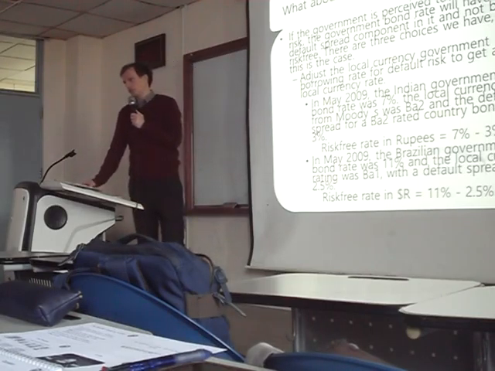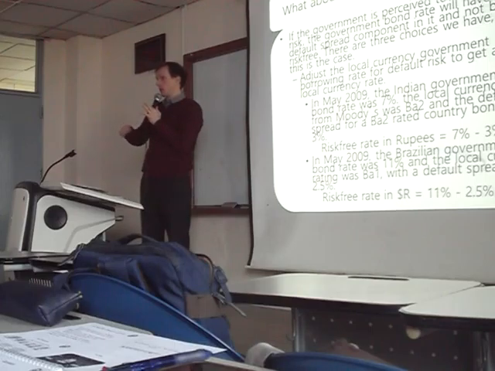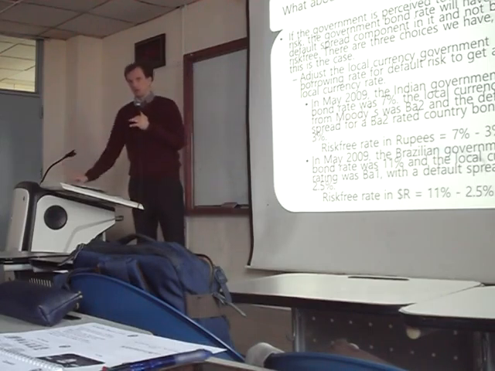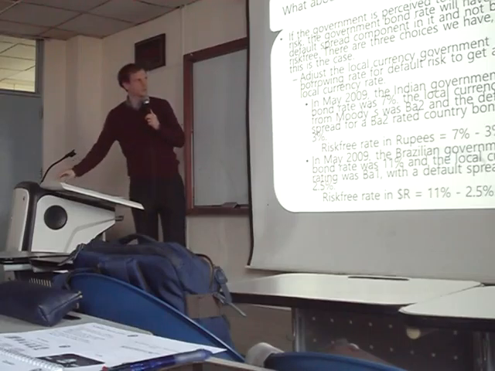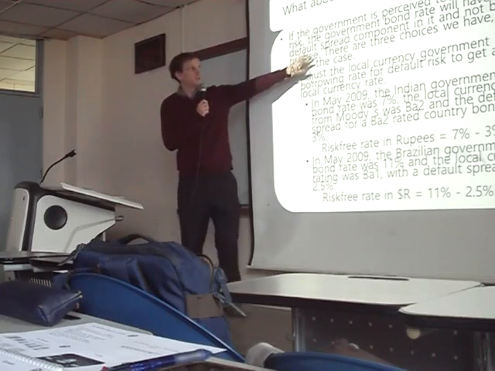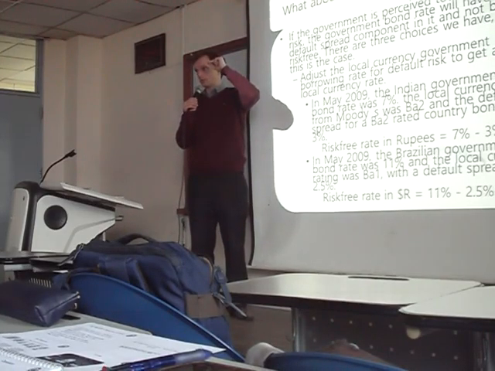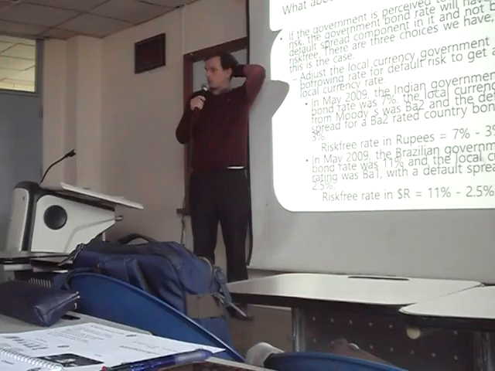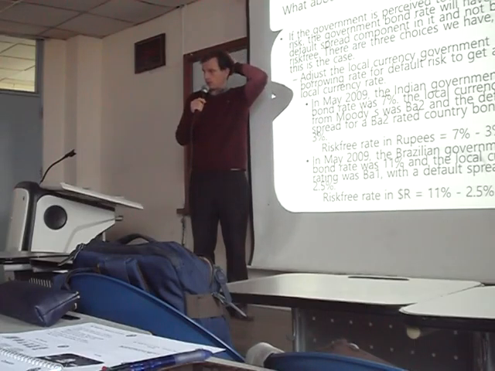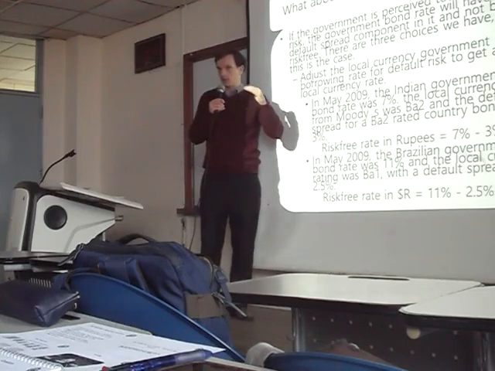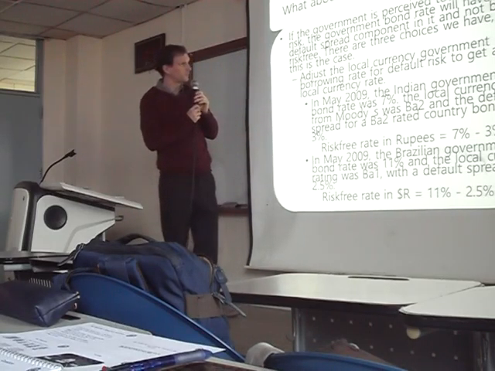Spread has different meanings in English. We can spread butter on the bread. But we also have a spread, which means a difference. So default spread is the difference in the chance of default between two countries. So what's the default spread today between Greece and Germany? Can anybody tell me? About 7 or 8%. That's the difference between them.